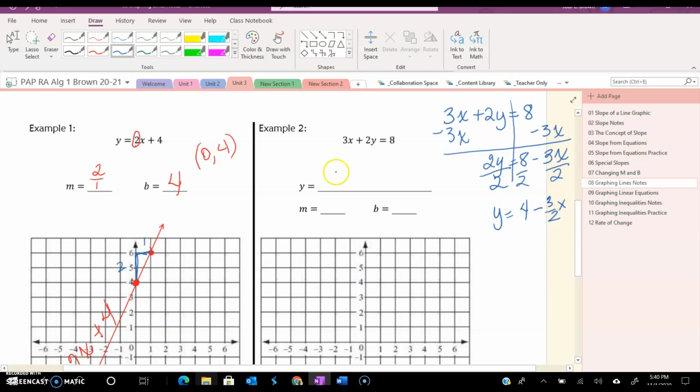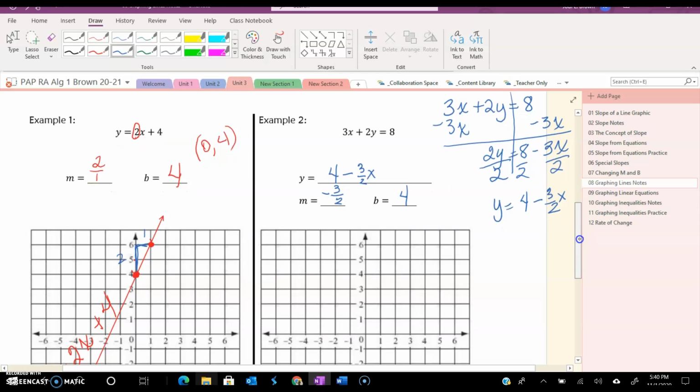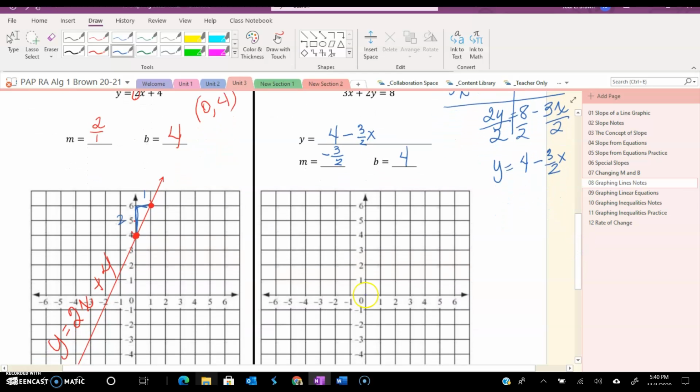I'm going to bring this over here: 4 minus 3 over 2x. So my slope is negative 3 over 2. My y-intercept is 4. Now the b tells me where to begin, so that is a point on the line. Remember, this is at (0, 4). It crosses, or intercepts, the y-axis at 4.